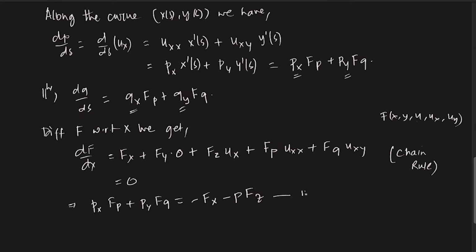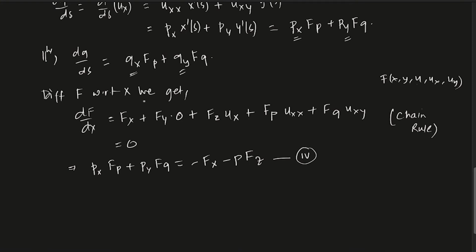this. This is 4. Okay, and similarly you can take the derivative of f with respect to y, and you can actually show the df/dy, which will be something like this with respect to y. Okay, and if this is 0, you will similarly get this equation: q_x f_p plus q_y f_q equals minus f_y minus q f_z.